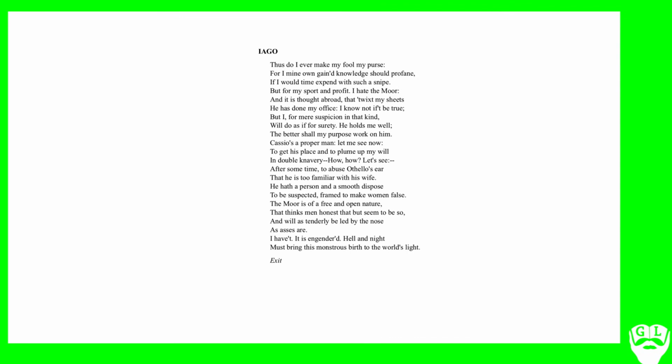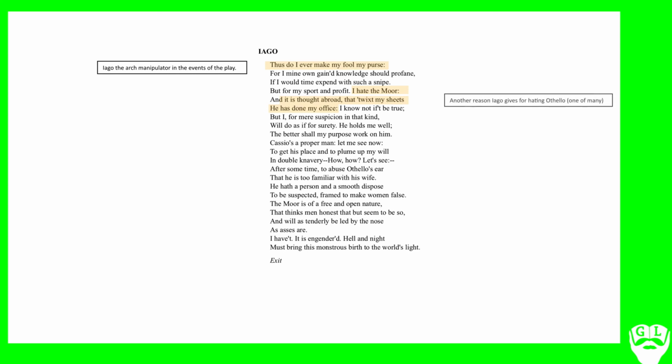And then we are left with Iago's final lines. He says, thus do I ever make my fool my purse. He's openly acknowledging he is the key manipulator in the play. And don't forget, there is no point trying to apply moral relativism to Iago. He has no moral base. As we go, he lends another reason why he may possibly hate them more. 'Tis thought abroad that twixt my sheets he has done my office. He believes, or he suspects, that Othello has slept with Emilia. One of many reasons Iago gives for hating Othello, though none are ever fully pinned down, which is important to notice.